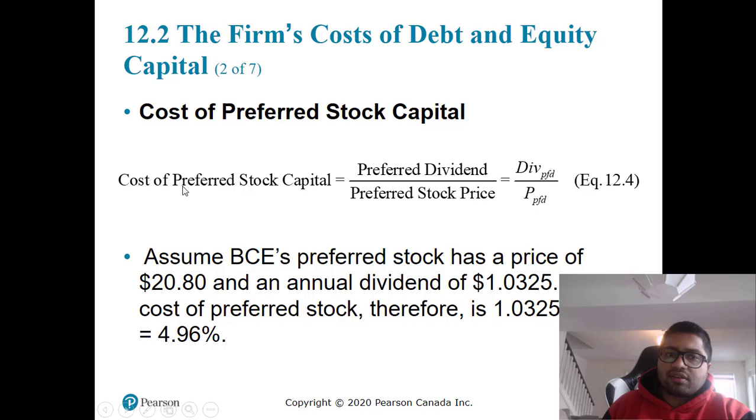Cost of preferred stock is the preferred dividend divided by the preferred stock price. So assume preferred stock has a price of 20.8 and an annual dividend of 1.35. Its cost of preferred stock is 1.35 divided by 20.8. So find out the dividend, find out the price of preferred stock, divide them. That is the cost of preferred.